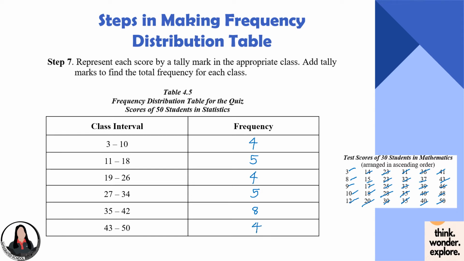So, para makuha natin ang total number of frequency, we have to add 4 plus 5, that's 9, plus 4, 13, plus 5, 18, plus 8, 26, plus 4, 30. Okay? So, ang total number of frequency should be equal sa ating total number of scores.